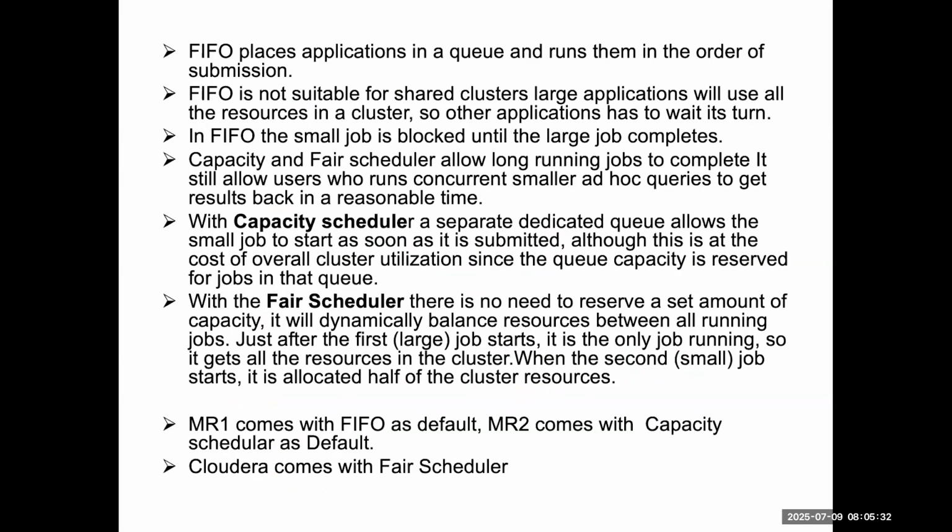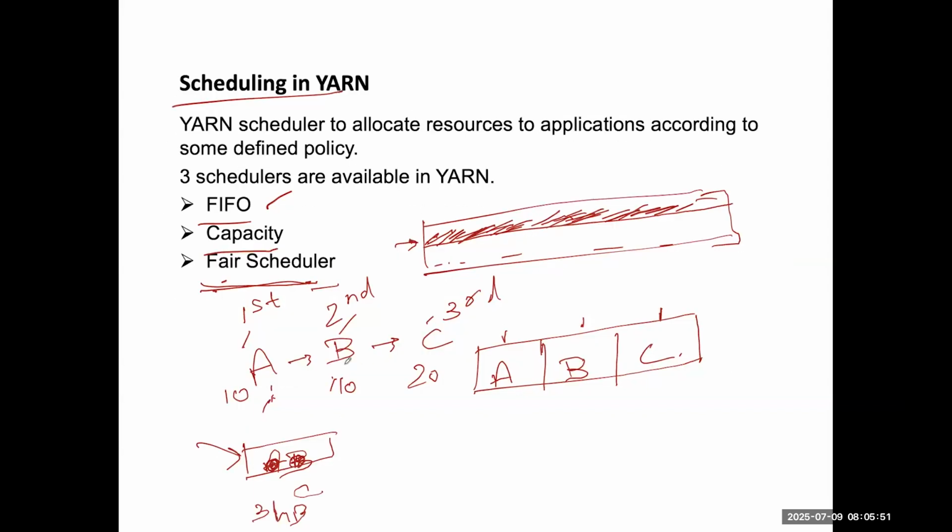I think I told you this. With the capacity scheduler, a separate dedicated queue allows a small job to start as soon as it is submitted. This is what I was telling you, that we keep a small dedicated queue for the small jobs, and the other is similar to FIFO.